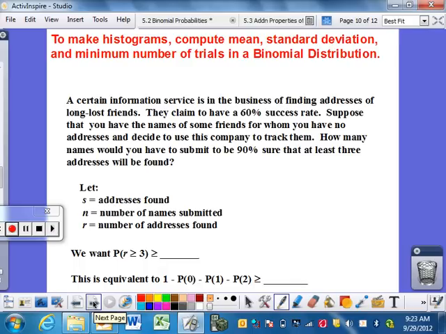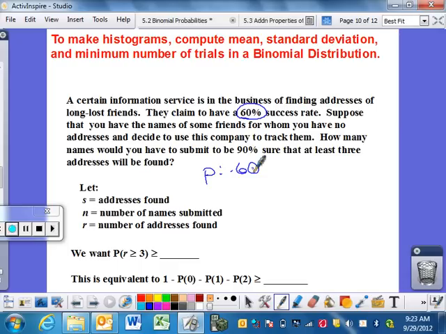So let's say a certain information service is a business of finding addresses of long-lost friends. They claim to have a 60% success rate. Right there, I know that's my P. Whatever they claim it is, that's what it's going to be.